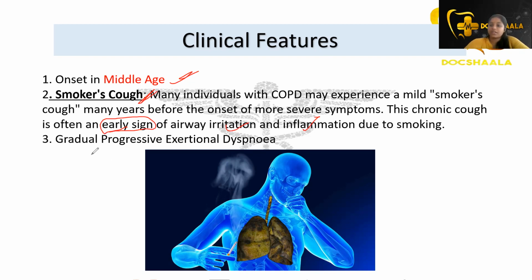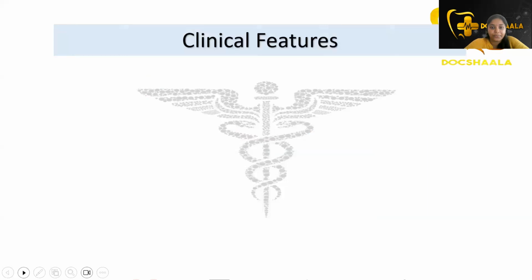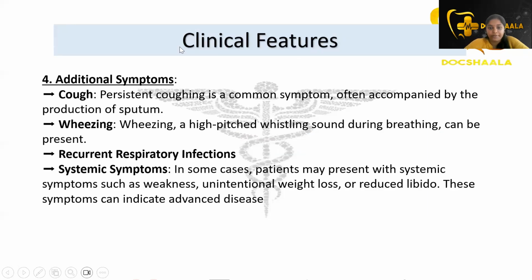Then gradual progressive exertional dyspnea. Exertional dyspnea is also a clinical feature of COPD. Then additional symptoms include cough. As you told, persistent cough is a common symptom which is associated with sputum production. Then wheezing. These people have a high-pitched whistling sound during breathing. And recurrent respiratory infections and systemic symptoms. Patients may present with weakness, unintentional weight loss, or reduced libido. So these symptoms can indicate advanced disease. Okay.